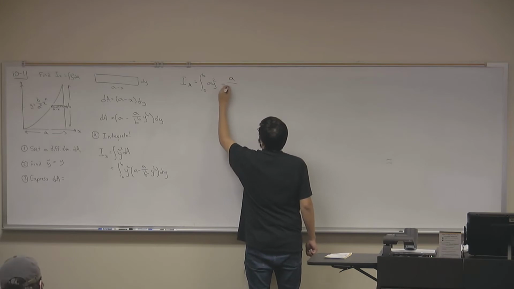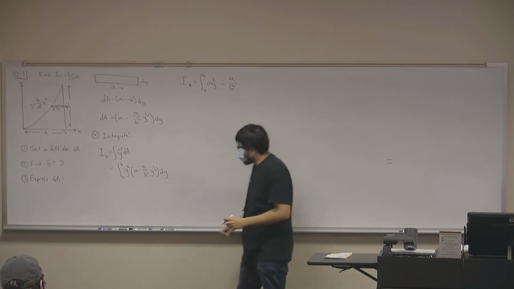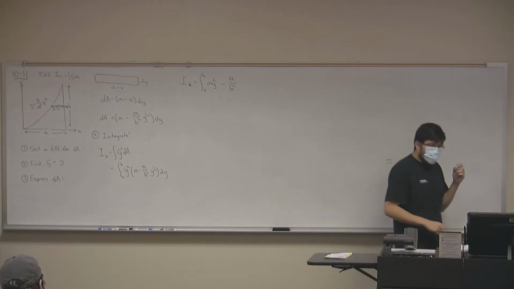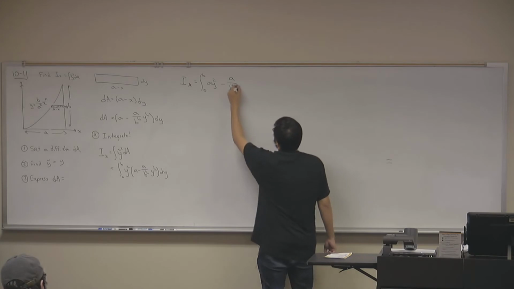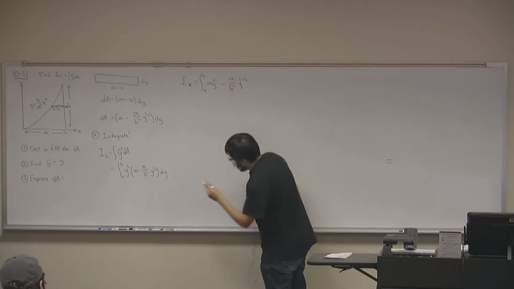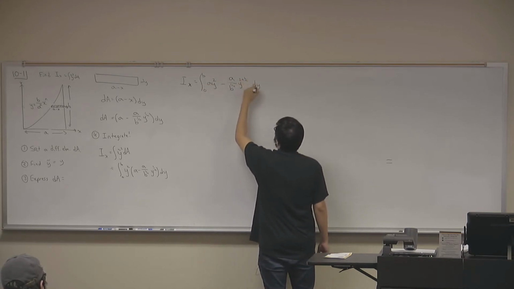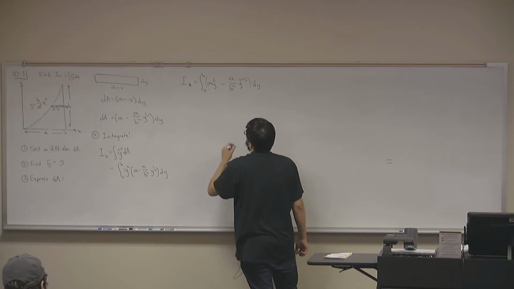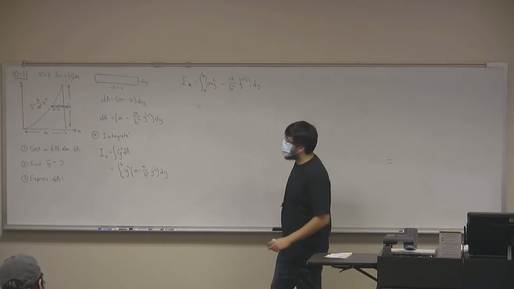A over b to the power of 1 over n. What's y squared times y to the power of 1 over n? 2 plus 1. Okay, so y to the power of 2 plus 1 over n, right? Yep. And all this multiplied by dy. Good. Now let's integrate. I'll take this one, and then you guys can take this one, okay? So let's go ahead and integrate.